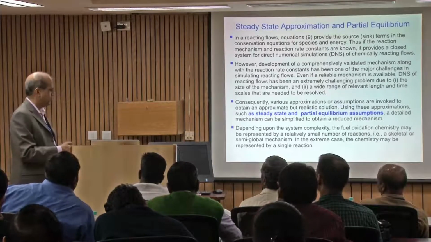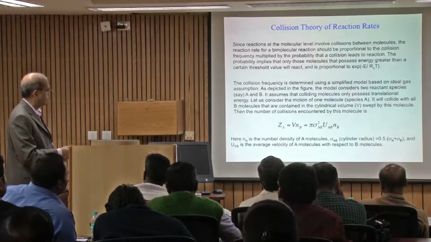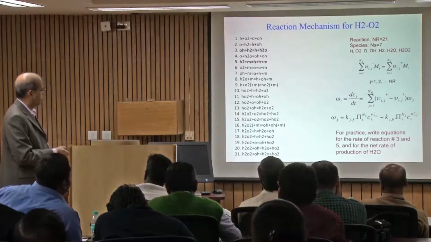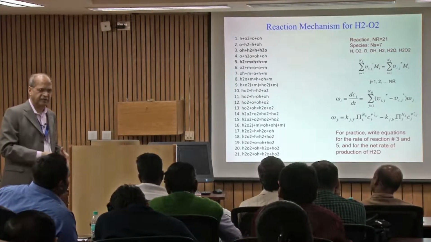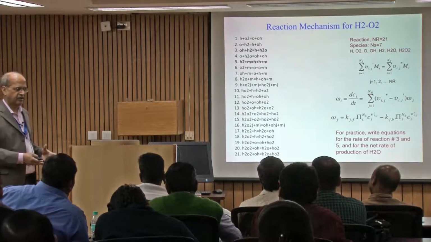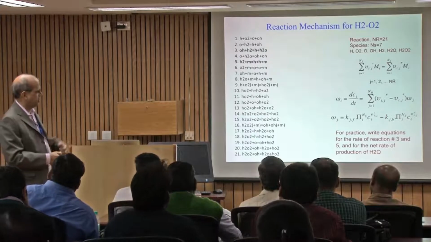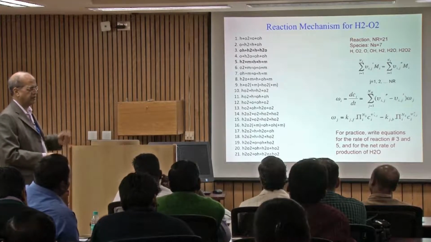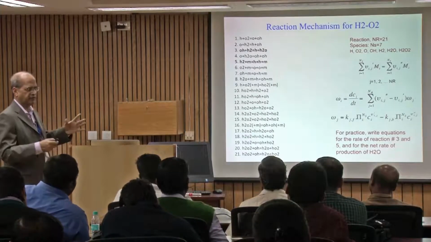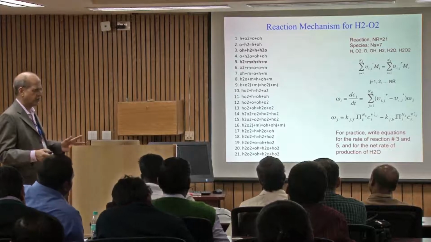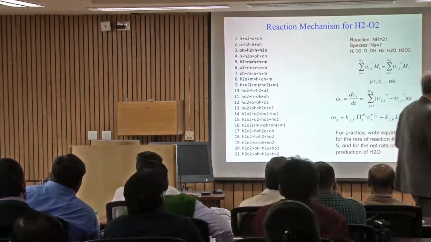We can take a simple example, going back to this mechanism. For example, H2O we cannot assume to be in a steady state. Only H or O can be in a steady state. So how do you write the reaction rate for H2O using this mechanism? It will appear as a source term when you write the full governing equation for H2O. So let's write that as an example from here.